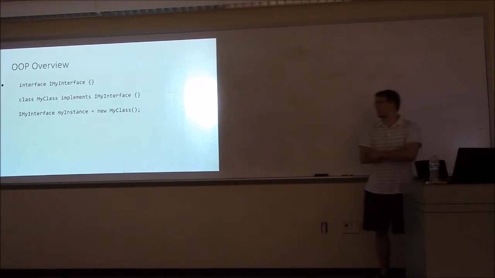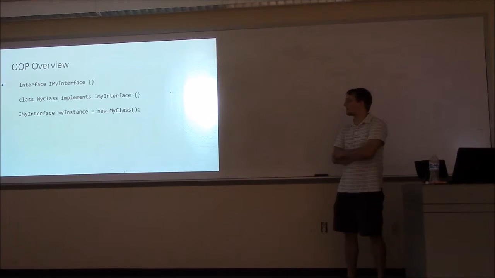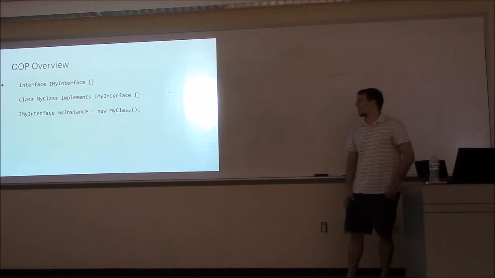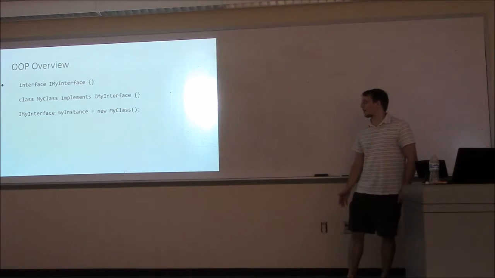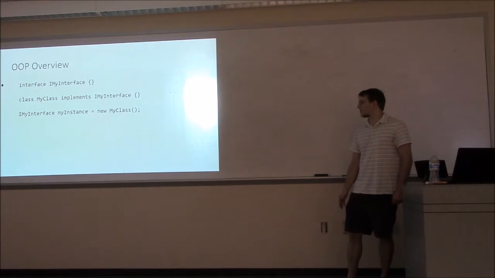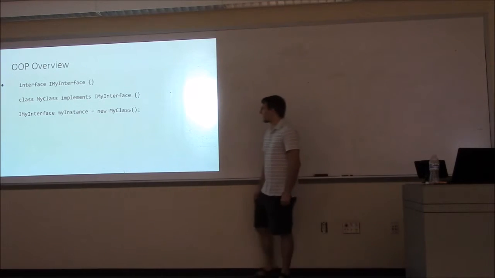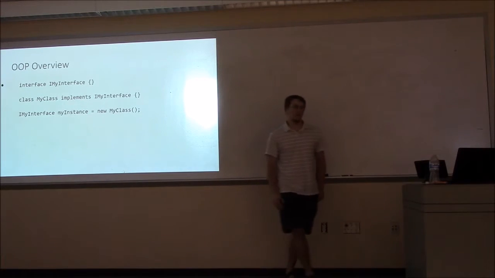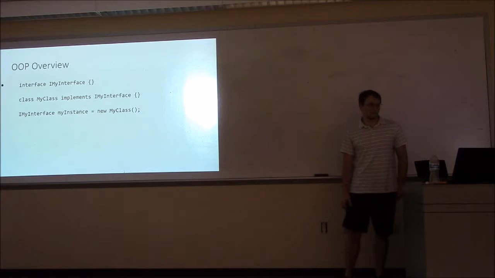So this is a simple example. Interface MyInterface doesn't have any members. Then class MyClass implements MyInterface. And then we can declare an object of type MyInterface using the new keyword and MyClass. So the type of this object is MyInterface, but when you actually create an object, you have to use a class. You can't instantiate the interface directly.